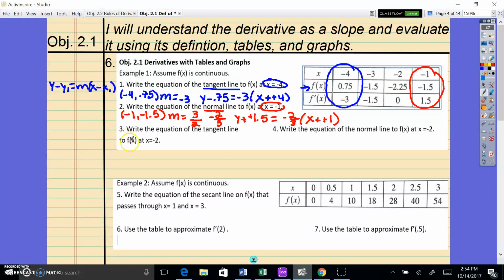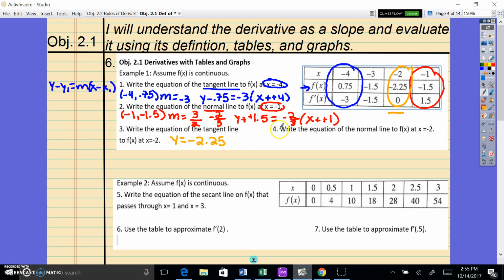All right, for number 3, it wants me to write the equation of the tangent line again, but this time at -2. I notice right away my slope is 0. If my slope is 0, that means I'm working with a horizontal line, and horizontal lines always have the equation y equals a number. Specifically, it's not going to be -2 because that's x. It's actually the y value at that point. So y equals -2.25. And I know it equals the y value because it is a horizontal line.